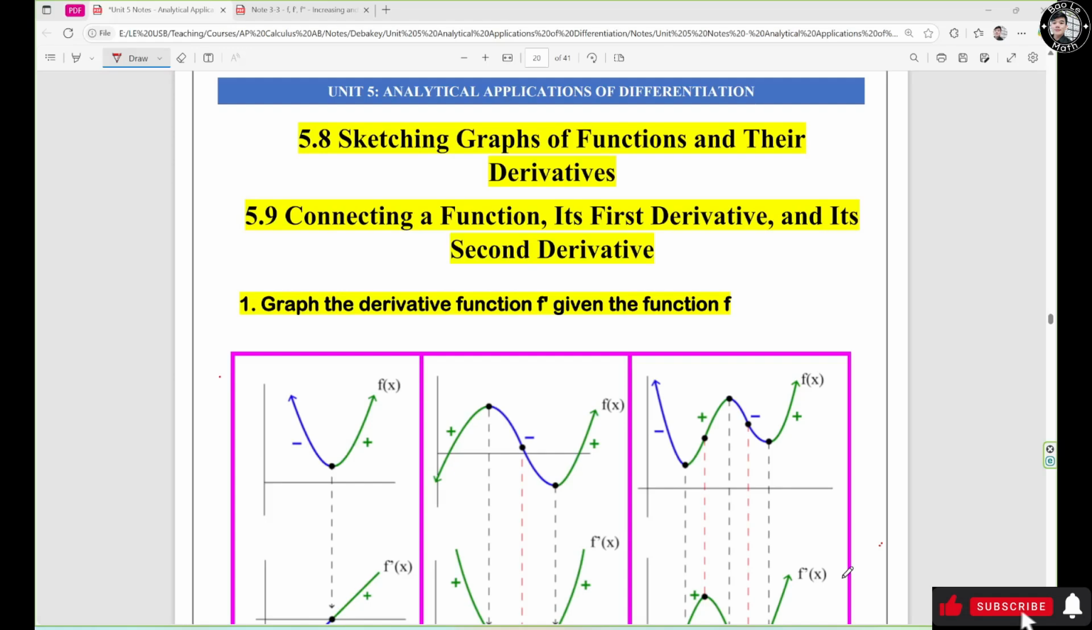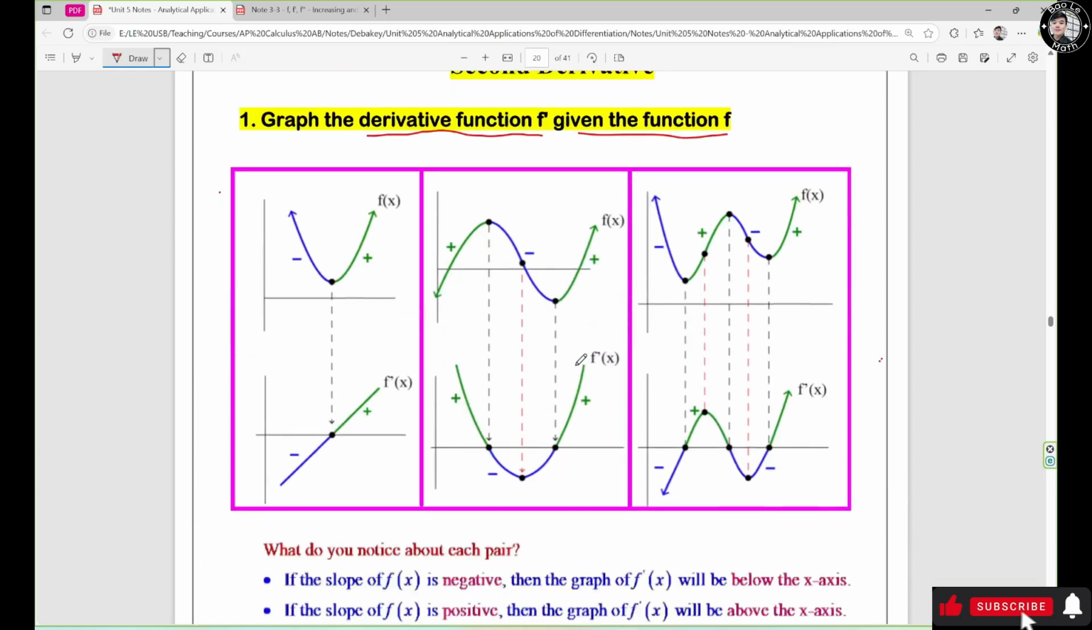Hello everyone, in this video we're going to explore topics 5.8 and 5.9, the relationship between the function, the first derivative and the second derivative. First, we're going to grab the derivative function f prime given the function f.